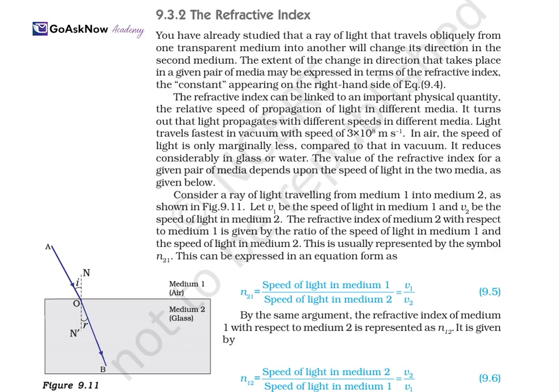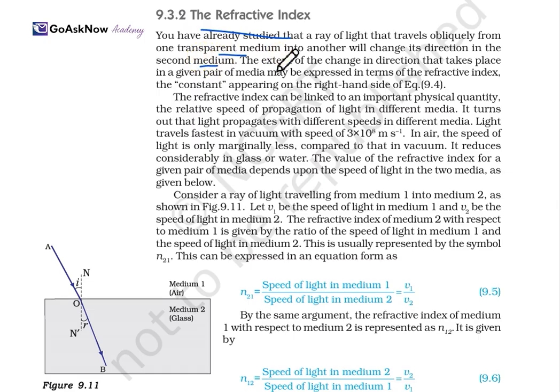So today we will study part 2 of chapter 9, which is refractive index. Okay, so let's continue. You have already studied that a ray of light that travels obliquely from one transparent medium into another will change its direction in the second medium. This is what we started in the refraction concept.